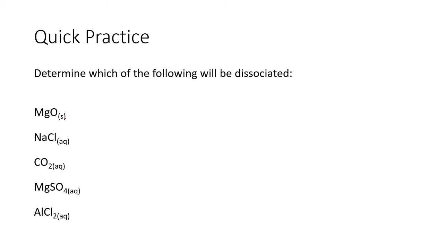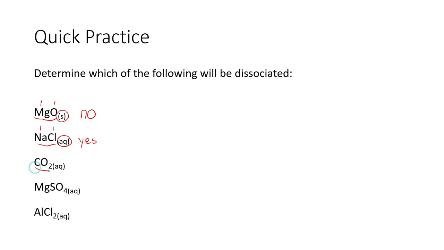All right, so first question, we're looking at MgO. First of all, is it an ionic compound? Well, this is a metal, magnesium, this is a nonmetal, oxygen, so check, it is ionic. Second question, is it aqueous? This one we can see is solid, so it is not going to dissociate. Next one, sodium chloride. We've got a metal here, we've got a nonmetal here. That means that it is ionic. It is aqueous, so this one should be dissociated.